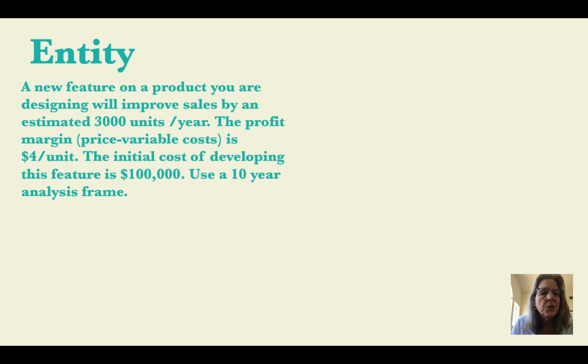Another example is a new feature on a product that you're designing that will improve sales by an estimated 3,000 units per year. The profit margin, or the price minus variable cost, is $4 a unit. But the initial cost of developing this feature is $100,000. So use a 10-year analysis frame.